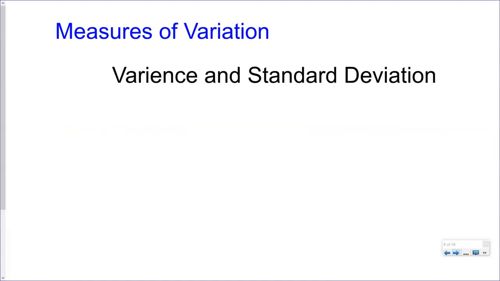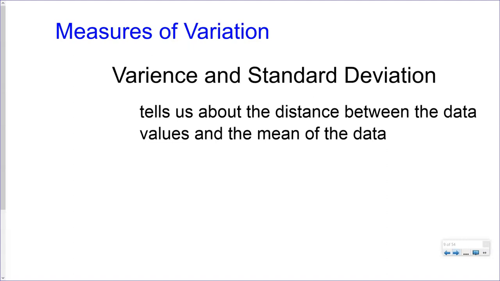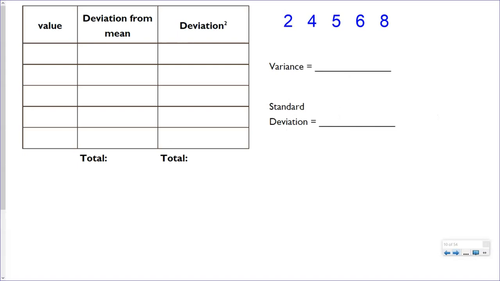Two other measures of variation are variance and standard deviation. Variance and standard deviation tell us about the distance between the data values and the mean of that set of data. Let's use the same two sets of data that we had before and find the variance and standard deviation for them. We'll organize this process by using a table.